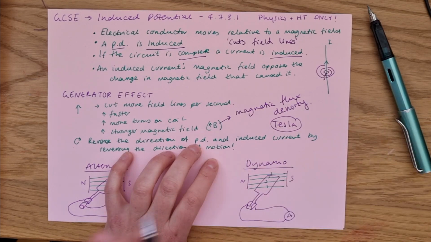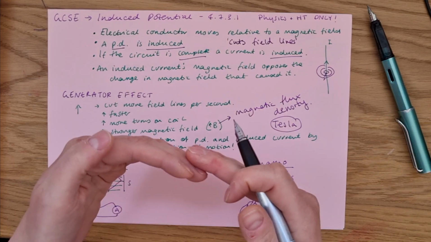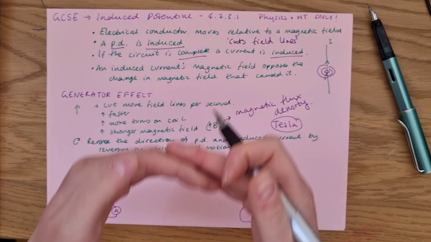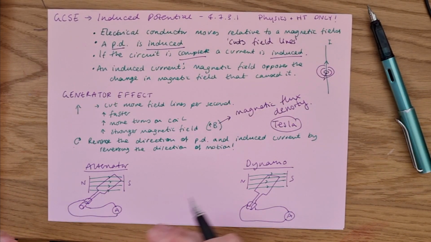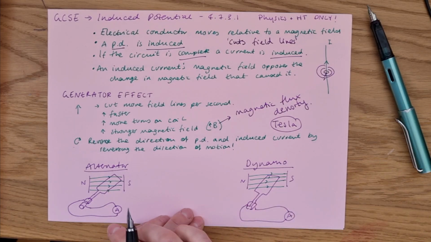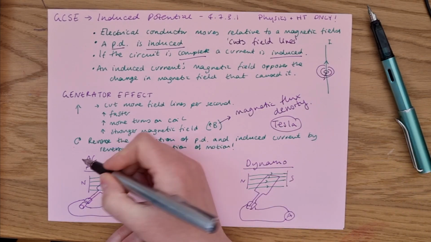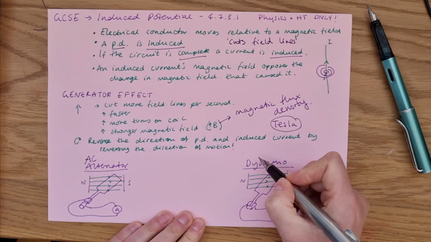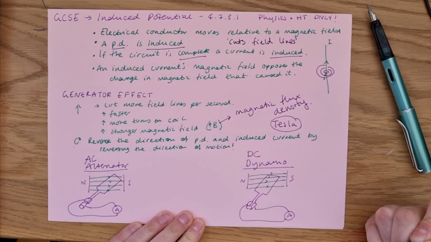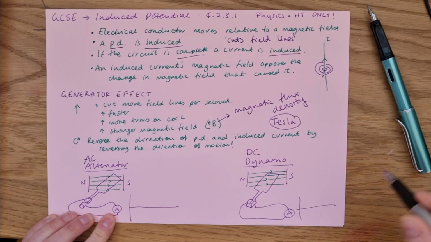Now, if we want to reverse the direction of the induced PD, we're going to reverse the direction of motion. So if we move it one way through the field, it'll produce PD one way. If we move it the other way, back again, it'll produce PD the other way. Now, the two uses for this are generating electricity through an alternator or a dynamo. The biggest difference between them is that an alternator allows us to produce alternating current. It's kind of what we're naturally going to produce, actually. The dynamo has a few extra tricks that allow us to produce direct current, which is what a cell produces.